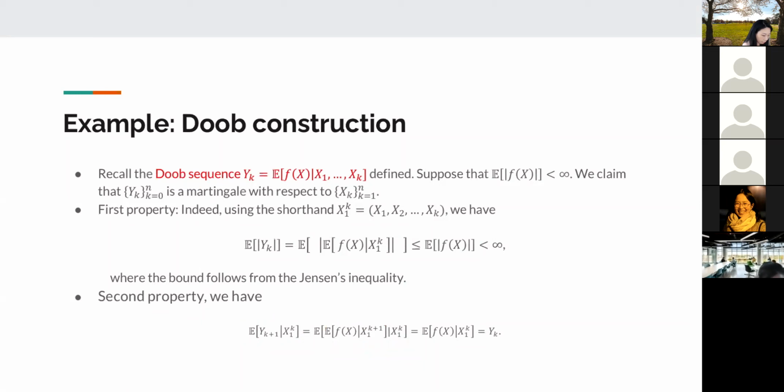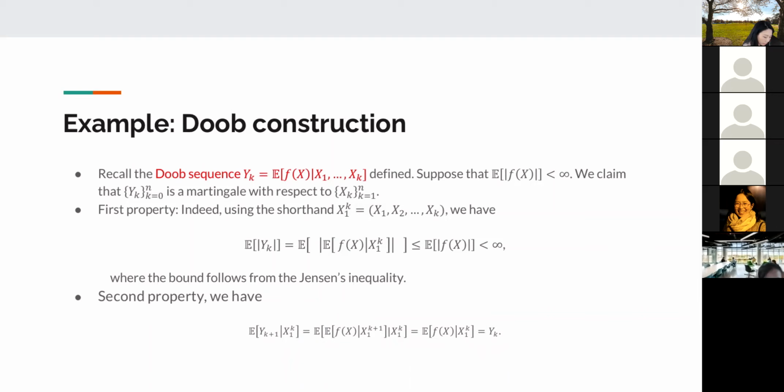All right, so now, again, this is simple to understand. If you have this double expectation, then it ends up being the expectation of fx conditioned on x1 through xk, and that is the definition of the yk, right? So you can see that this second property is satisfied. So it is a martingale. Okay? All right, so what does this tell us?